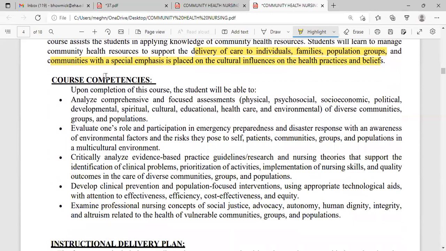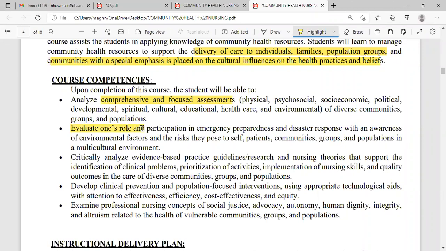What are the course competencies? So particularly upon the completion of this course, the student will be able to, right? Analyze the comprehensive and focused assessment. And this assessment covers physical, psychosocial, socio-economic, political, developmental, spiritual, cultural awareness, educational, healthcare, and environmental.